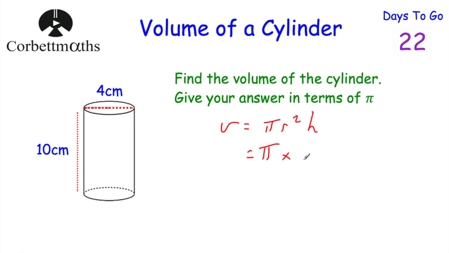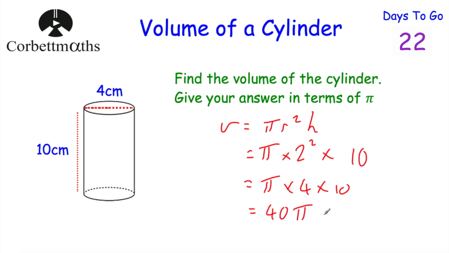So we're going to do pi multiplied by the radius of the circle, which is 2 squared, multiplied by the height of it, which is 10. Now remember, this is a non-calculator question, so we can't use our calculator at this point. Remember order of operations, we're going to do our squaring first. So 2 squared is 4, so that's pi multiplied by 4 multiplied by 10. And then 4 times 10 is 40, multiplied by pi. Well, we put the 40 in the front, so 40 pi centimeters cubed. And if you got that, well done.